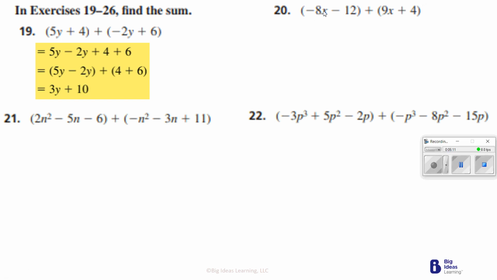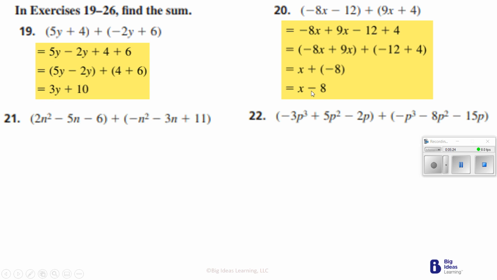Let's go with number 20 now. We see we have negative 8x minus 12 plus 9x plus 4. We know that 9x minus 8x is just x, and negative 12 plus 4 will give us negative 8. So that's going to be x minus 8. All right, again, they went side by side with this.